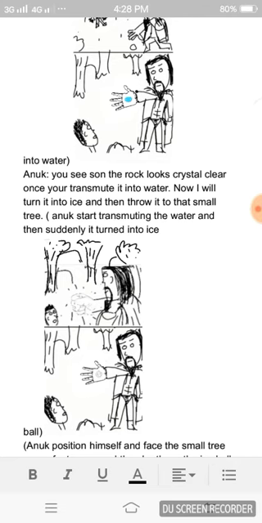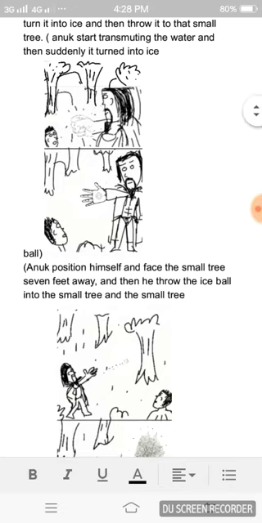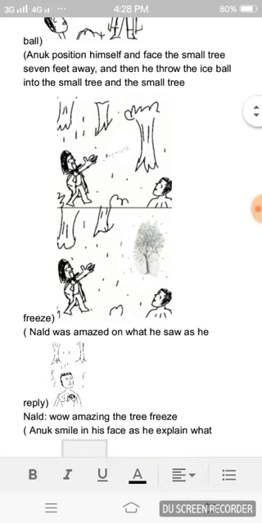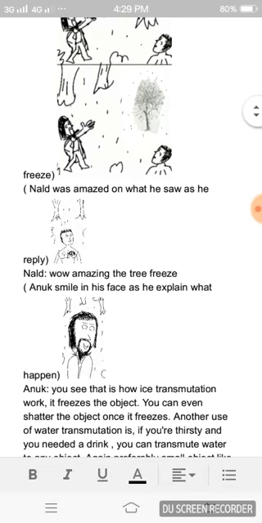Anuc started transmuting the water and then suddenly it turned into ice. Anuc positioned himself and faced a small tree, seven feet away, and then he threw the ice ball at the small tree, and the small tree froze. Nald was amazed at what he saw as he replied, "Wow, that tree froze."